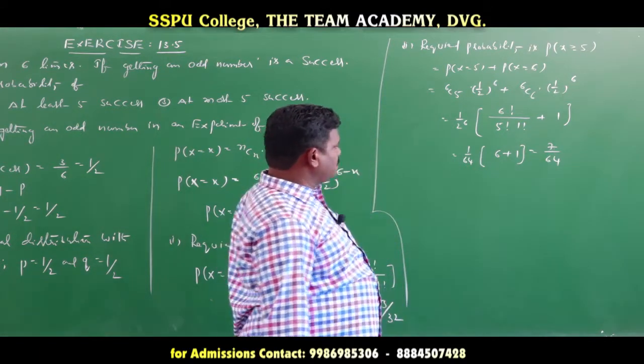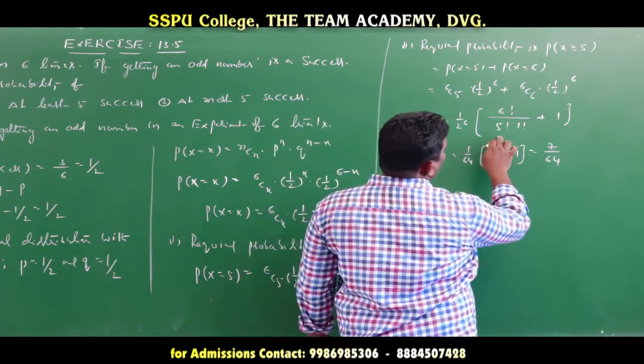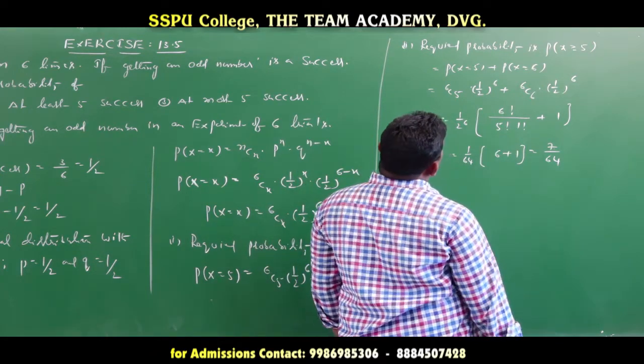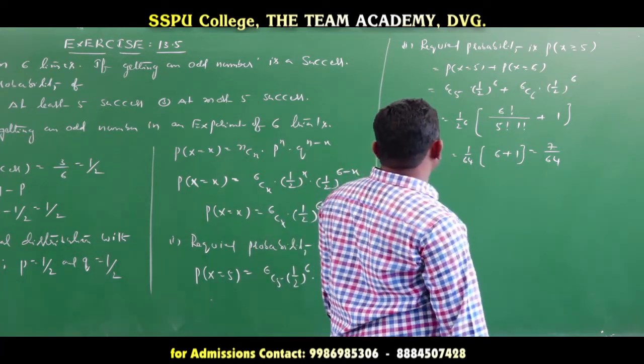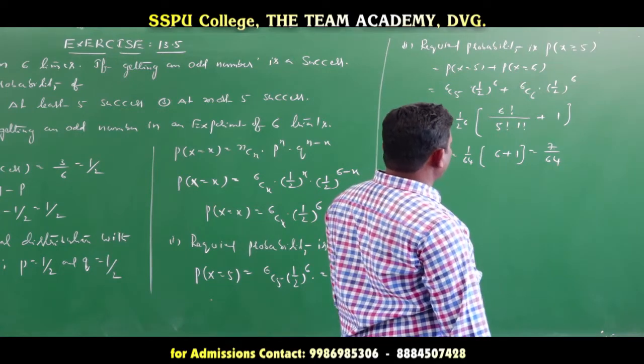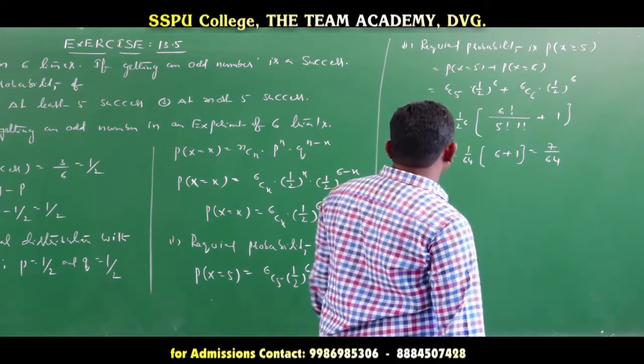Okay? Here 6 by 5, the 5 factorials cancel, giving 6. And 6C6 is 6 factorial by 6 factorial into 0 factorial, which is 1. So 1 by 2 power 6 times 7, that is 7 by 64.